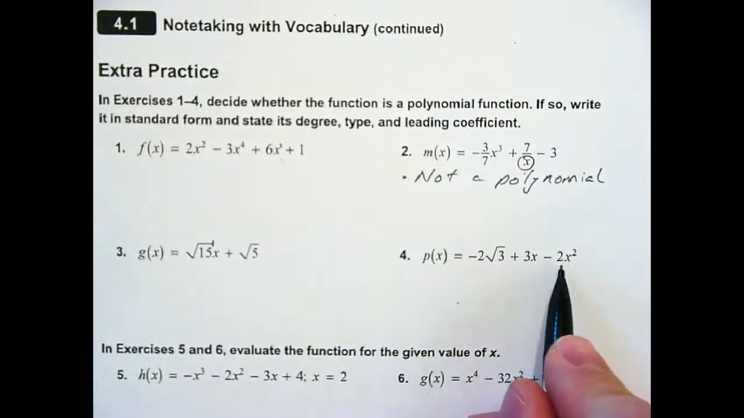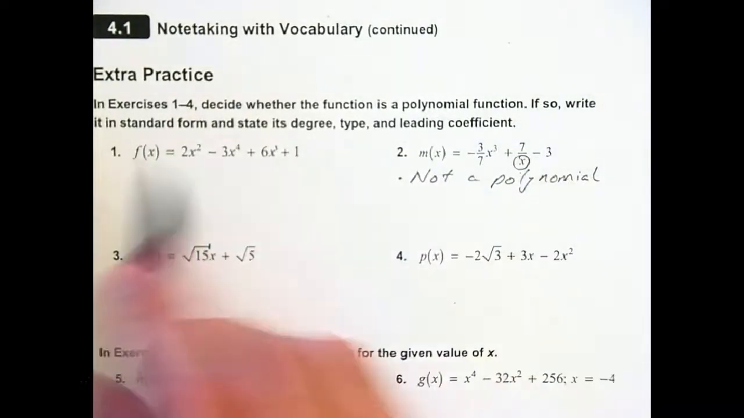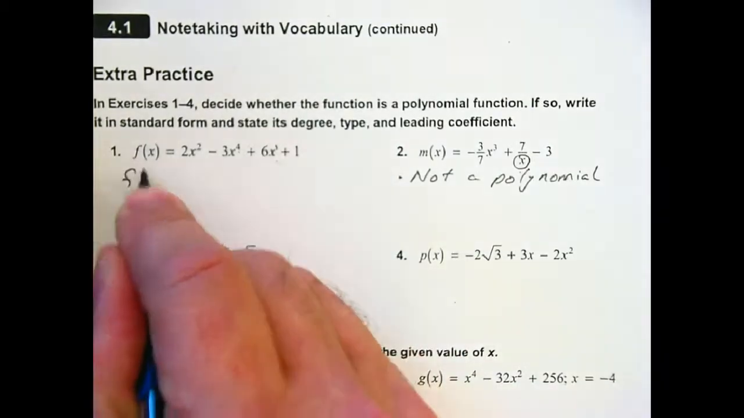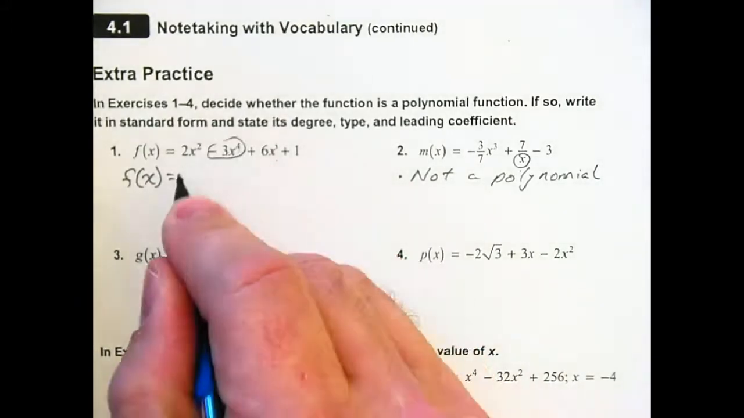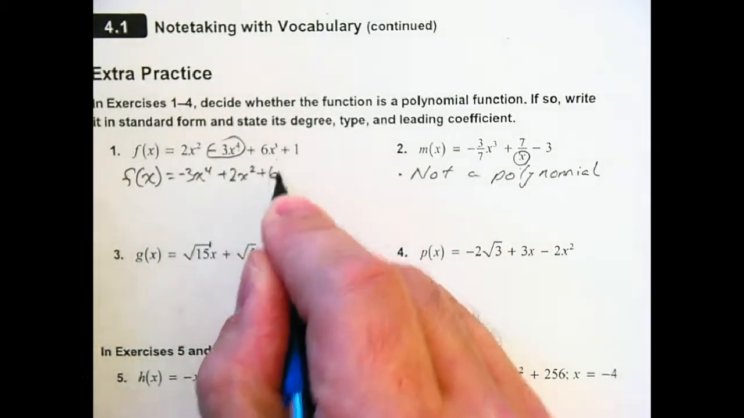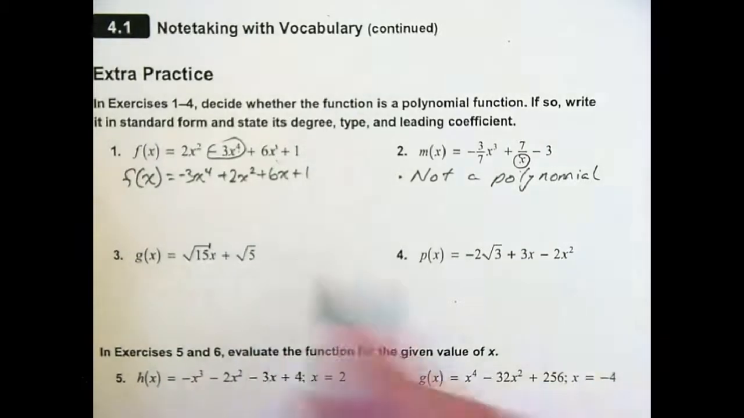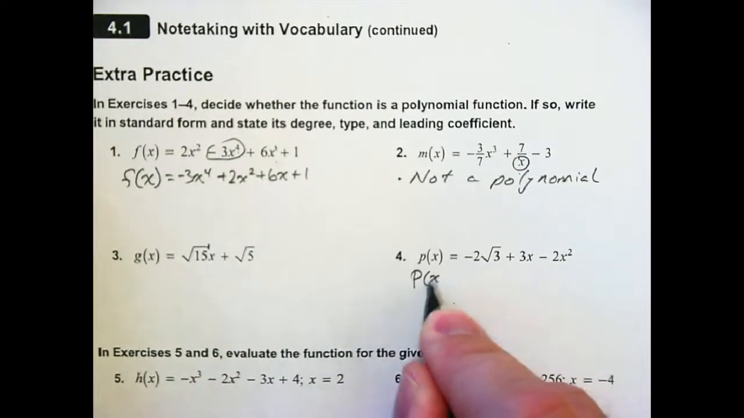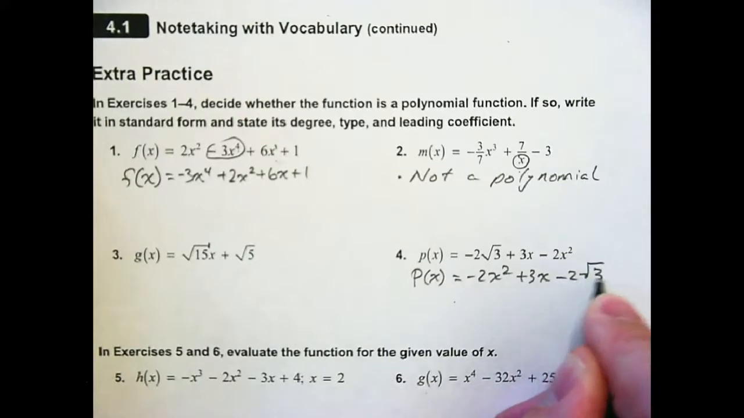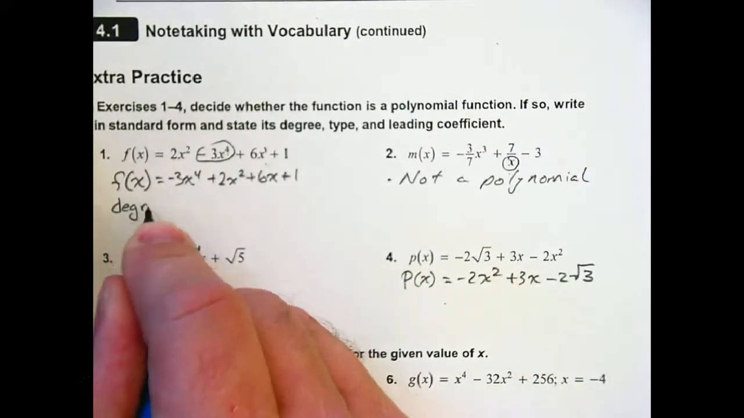Okay? This is a polynomial function as well. So 1, 3, and 4 are all polynomials. If so, write it in standard form. Standard form means you put your largest degree first. So f of x equals negative 3x to the 4th plus 2x squared plus 6x plus 1. This is already in standard form. And this one right here, p of x, what would go first? Okay, very good.